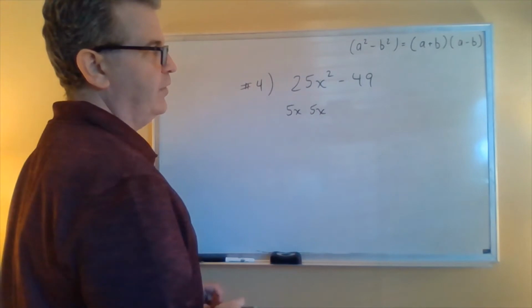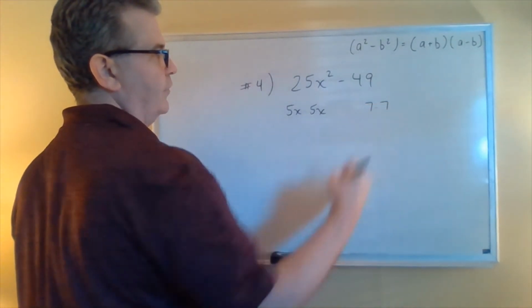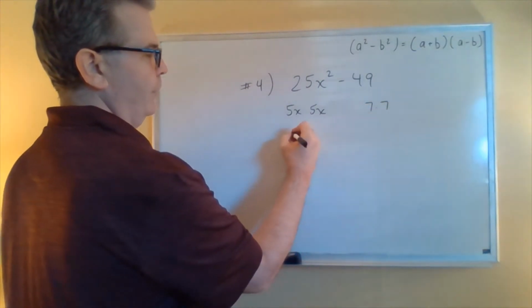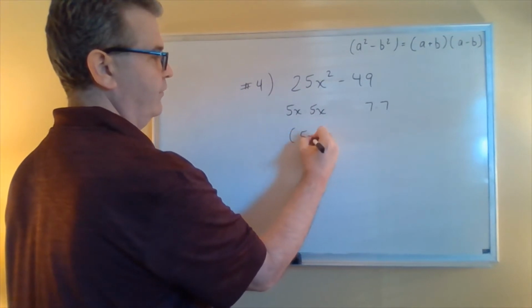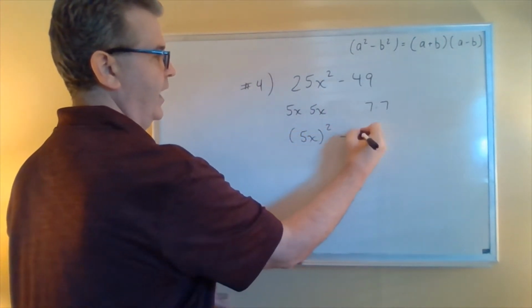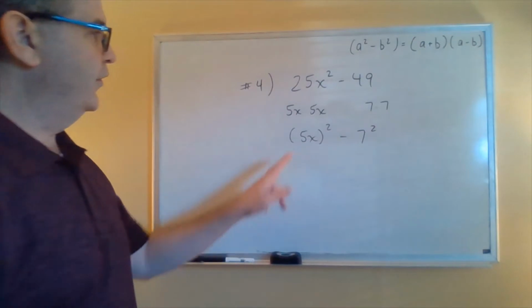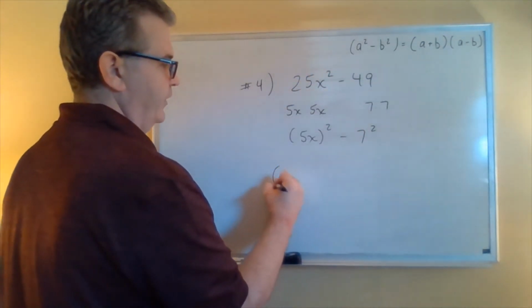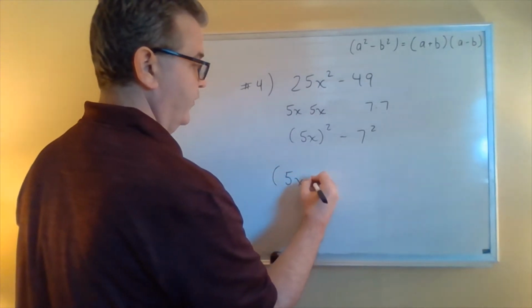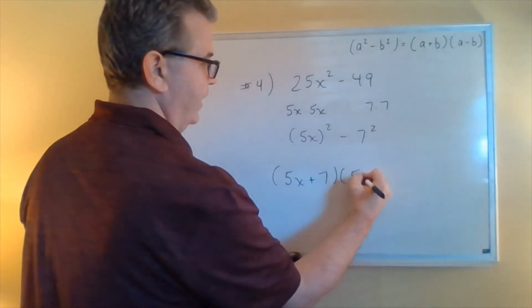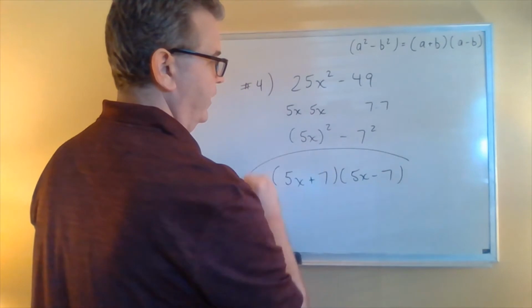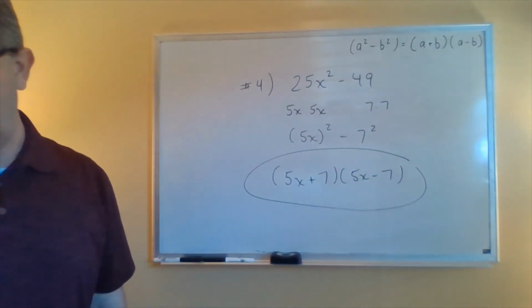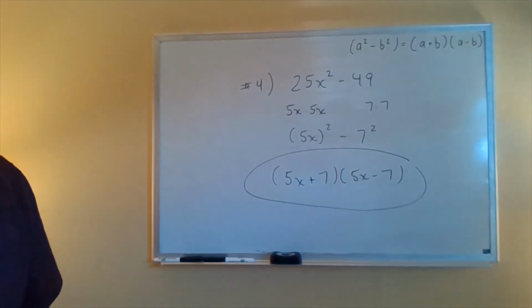How about 49? Do we have a perfect square? Sure do. That's 7 times 7. So if we were to rewrite this, we would have 5x squared minus 7 squared. So we have a perfect square minus a perfect square. We match our rule. And so we factor this, it would be 5x plus 7, 5x minus 7. And there is our answer for number 4. Take a look at number 5.